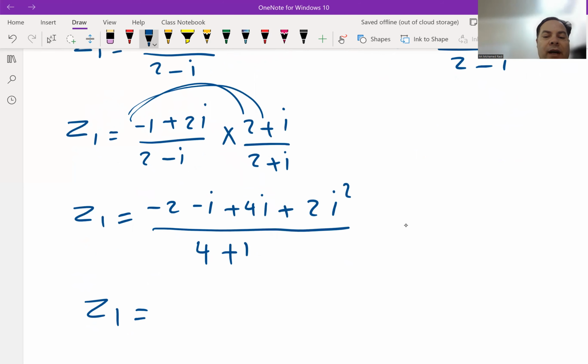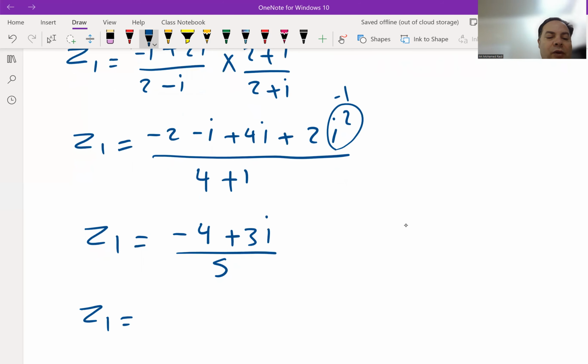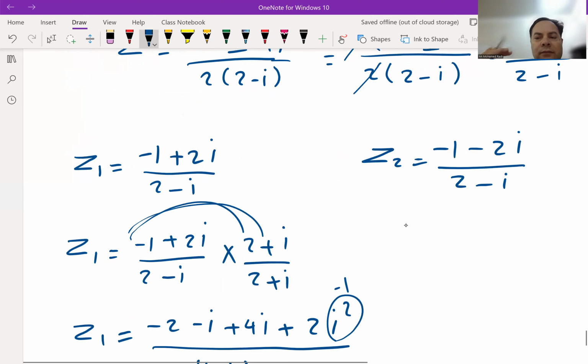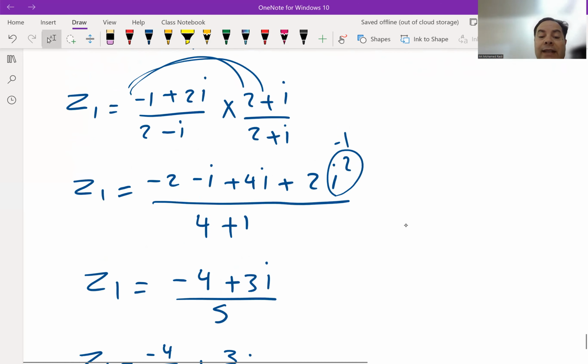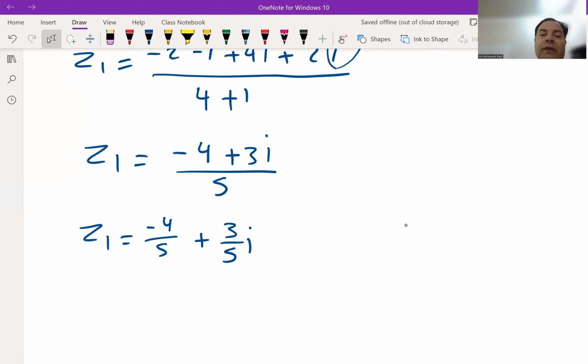z1 is equal to, i squared is minus 1, so minus 2 and the minus 2 is minus 4, plus 3i, divided by 5. So z1 in its simplest form is minus 4 over 5 plus 3 over 5 i. This is the first solution. For the second one, you also have to continue multiplying by the conjugate and simplify. In this case, don't try to use this information for any quadratic equation ax squared plus bx plus c.